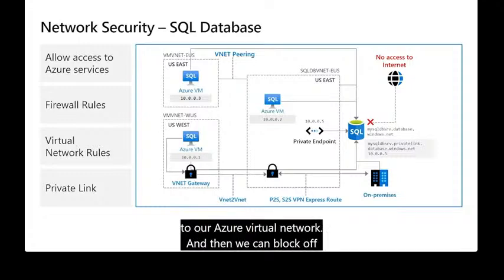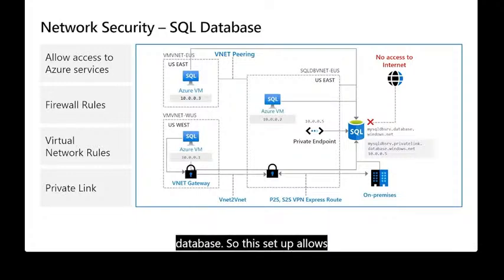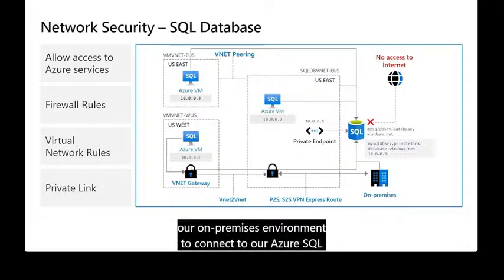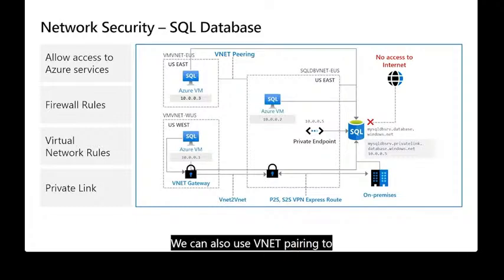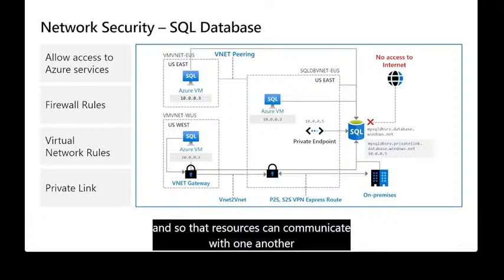Now, we can also use things like VPN gateway or ExpressRoute to connect our on-premises environment to our Azure Virtual Network. And then we can block off all the public internet access to our Azure SQL database. So this setup allows our on-premises environment to connect to our Azure SQL databases running in Azure over that private IP address space. We can also use VNet pairing to pair multiple virtual networks together so that essentially we can treat them like one, and so that resources can communicate with one another over that private IP address space as well.